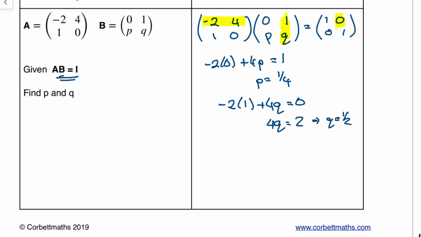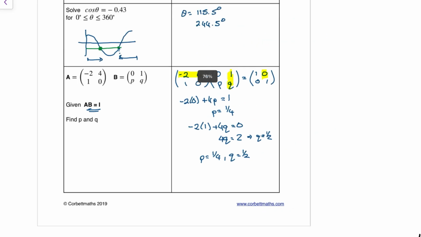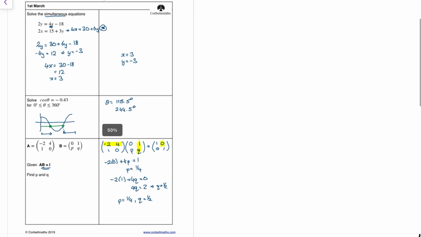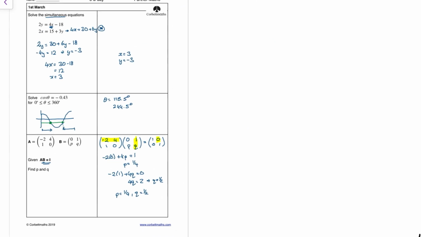So I've got my answers, and my answers are going to be that P is equal to a quarter, and Q is equal to a half. And that is today done. That's a nice, relatively easy start to the month, actually. I was expecting that to be possibly a bit harder, but not too bad.